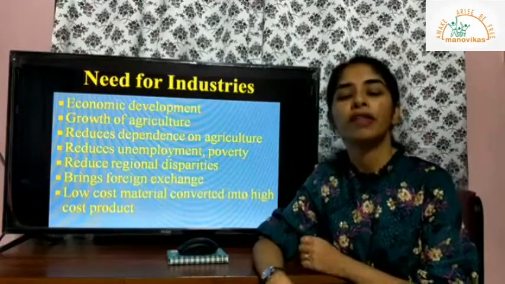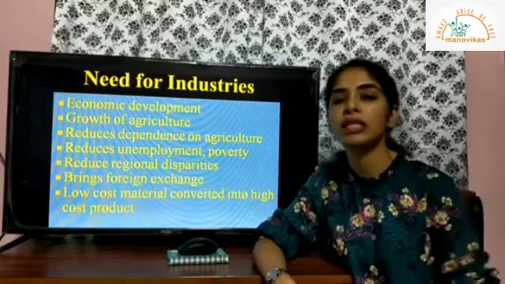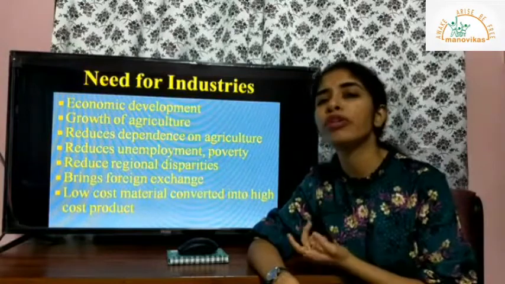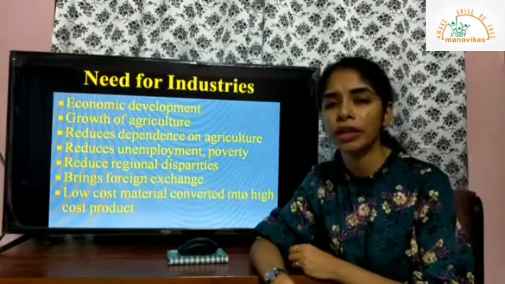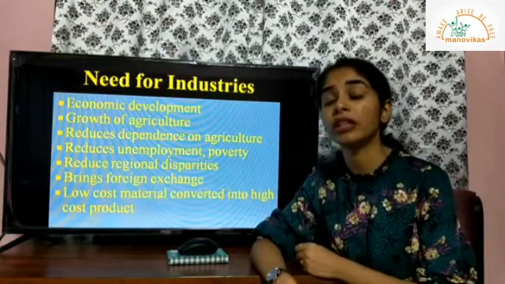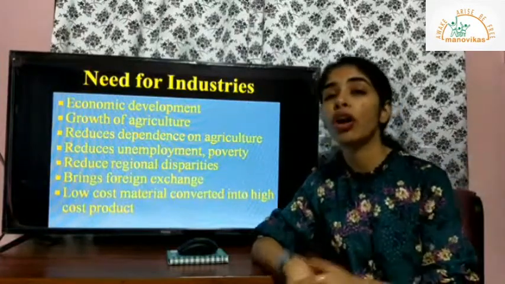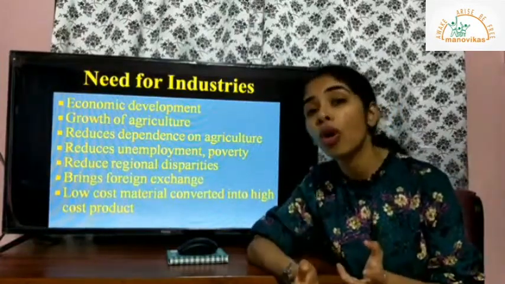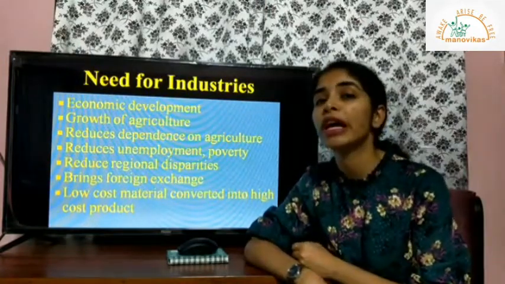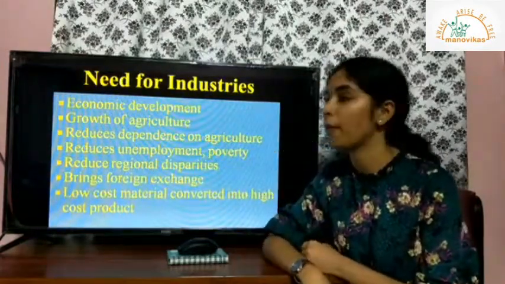Now, how? We have agriculture, right? Now we produce cotton on a large scale. If you go to sell the raw cotton in the market, will the farmer or the producer fetch a huge amount of money? No, right? It will generate money, but in very less quantities. But when that same cotton is processed and converted into a very good quality cloth, if you sell that in the market, it will generate a huge amount of income, and that's how it helps in the overall economic development.